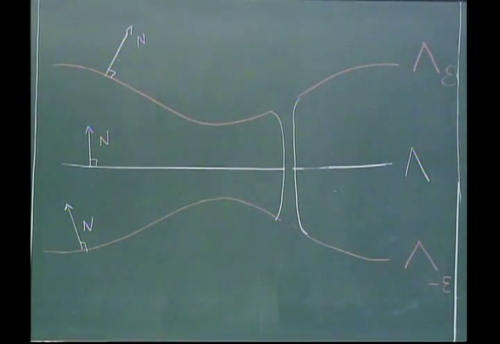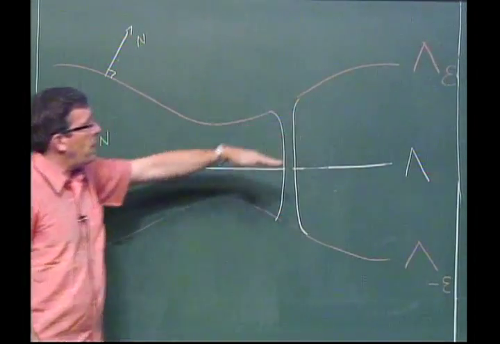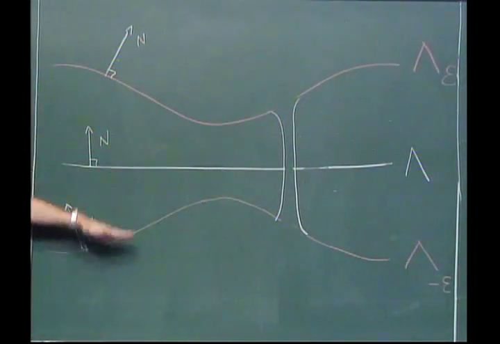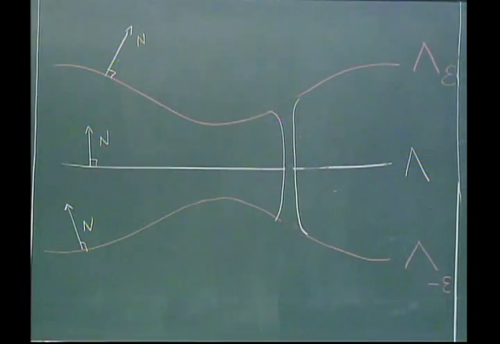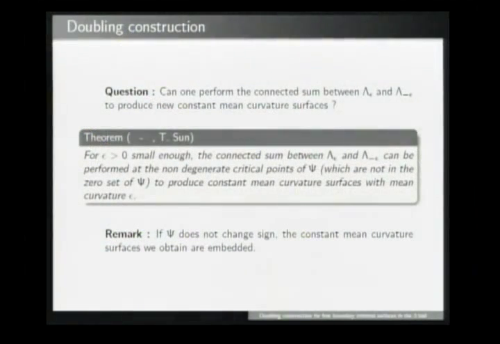So one interesting thing is that if the function psi does not change sign, then the surface lambda epsilon will be on one side of lambda and the other one on the other side of lambda. And then one can check that the connected sum you get in fact produces constant mean curvature surfaces which are embedded.